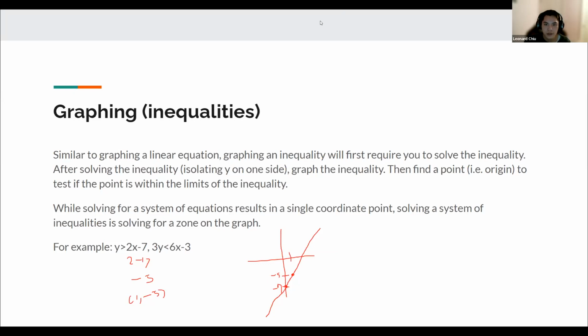Let's use a different color. Let's use green. So we have 3y is less than 6x minus 3. Now the first thing we can do is actually simplify this equation. So it becomes 2x minus 1. What you want to do when you see an equation like this is to see if you can simplify it first, because it'll be much easier. So let's again treat this as a y equals mx plus b equation. So we know that the intercept is at -1. So right here. And when we plug 1 in, we know 2 minus 1 equals 1. So we know that 1, 1 is another point. So around right here.